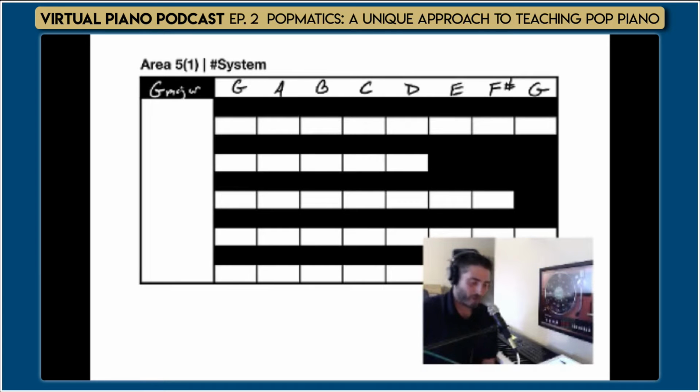Everybody gets the concept of, okay, all the white keys and none of the black keys. Even if you don't play piano, you probably understand that. But as soon as you start introducing one black key, it's like, well, which one? Where does that happen?